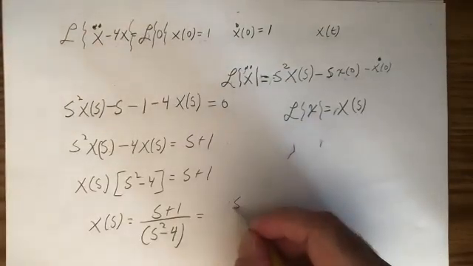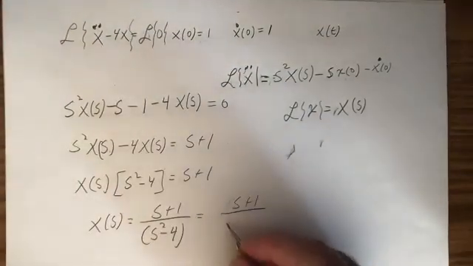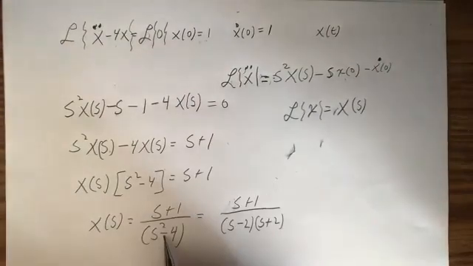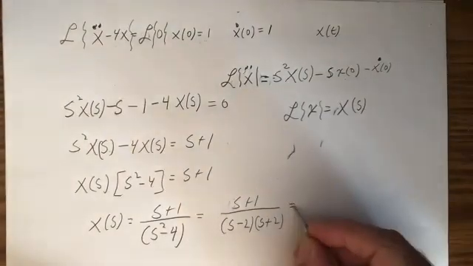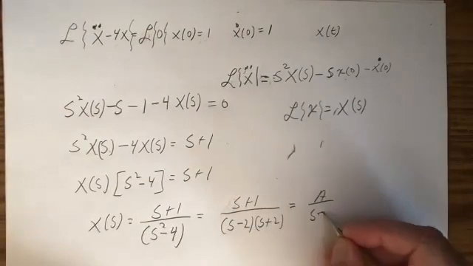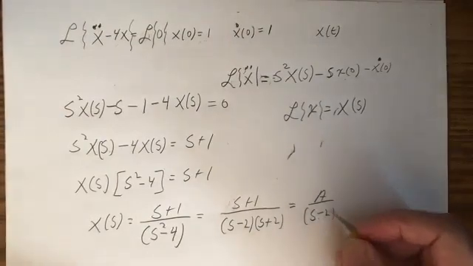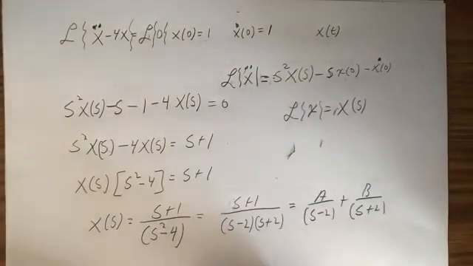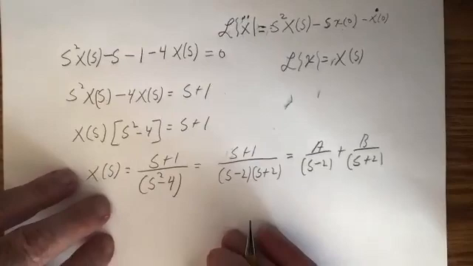I'm going to write this as s plus 1, and this is factorable. So I'm going to factor this into s minus 2 and s plus 2. Now I'm going to break this up into partial fractions. I'm going to write this as A over s minus 2 plus B over s plus 2. Okay, so far so good.